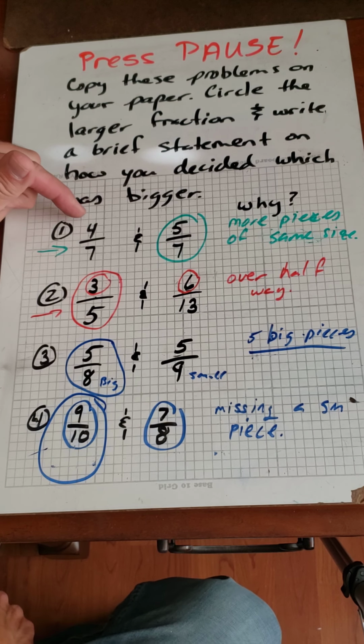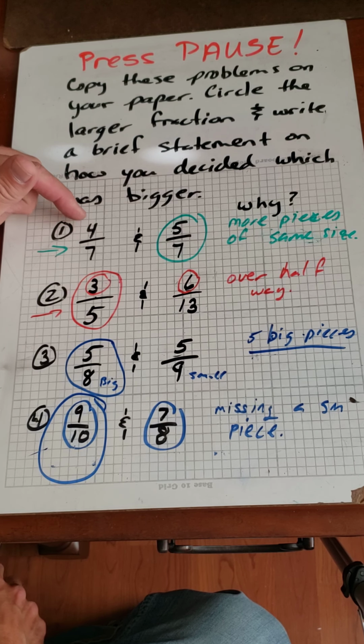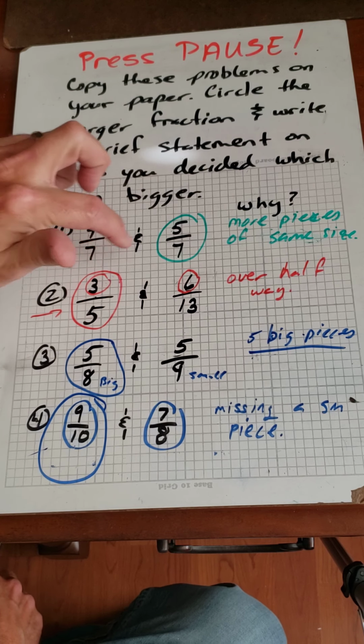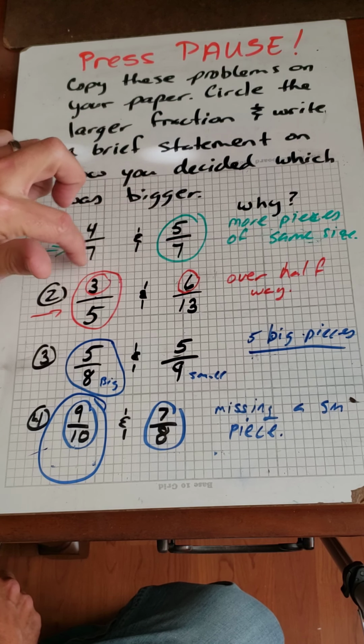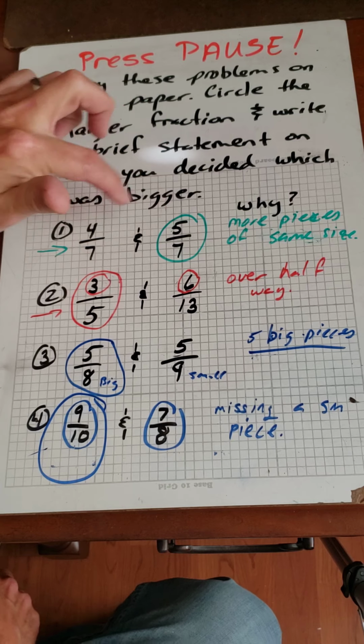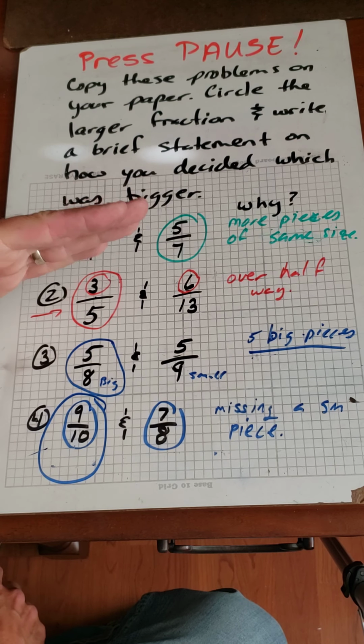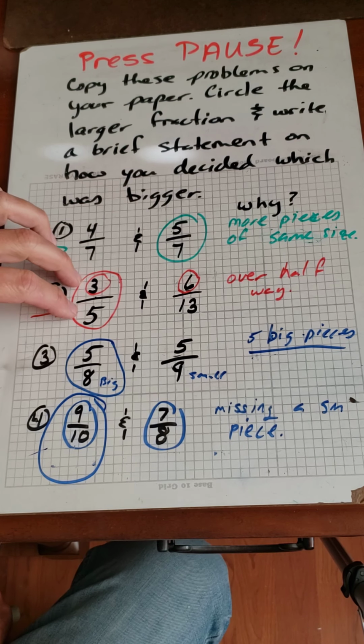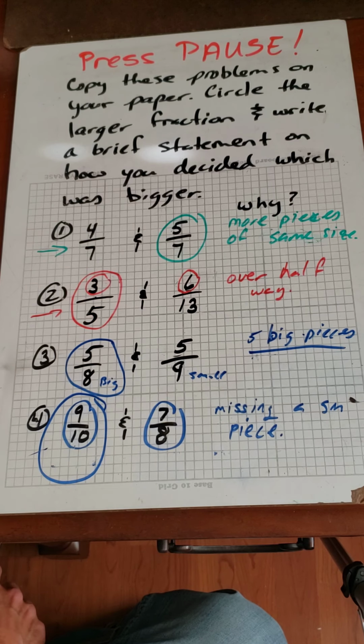I think we all probably did this one a very similar way. Here, I have the same size pieces. So since they're both 7ths, then I just have to see which I have more of. That's a pretty easy one. Maybe you looked at this one and said, well, I know this is over half and this is under half. That's super good reasoning.